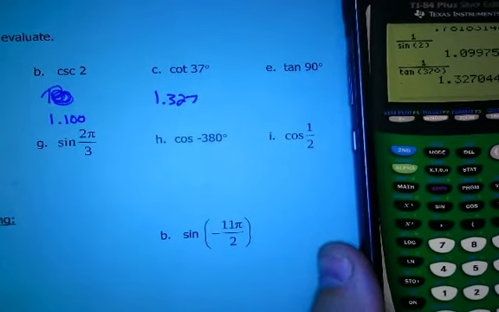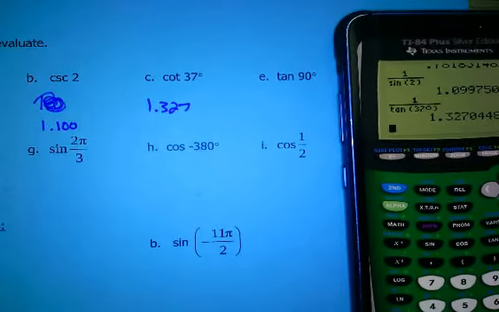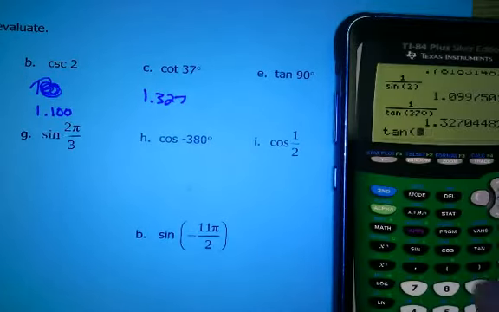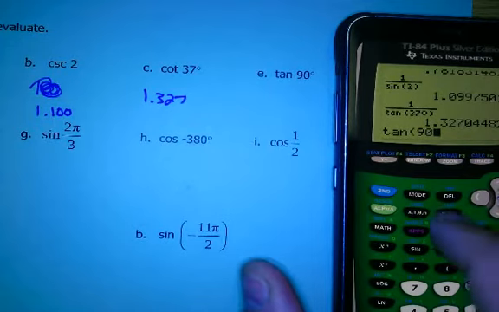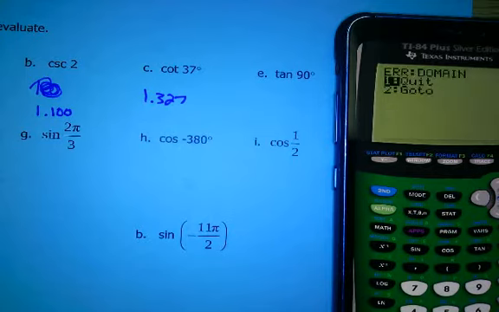Tangent of 90. By the way, we sure know tangent of 90, but we'll just let our calculator do it, and then we'll see what happens. I got an error for that. Whoa, an error on the calculator.